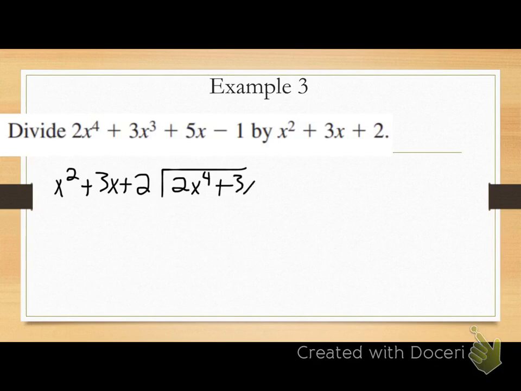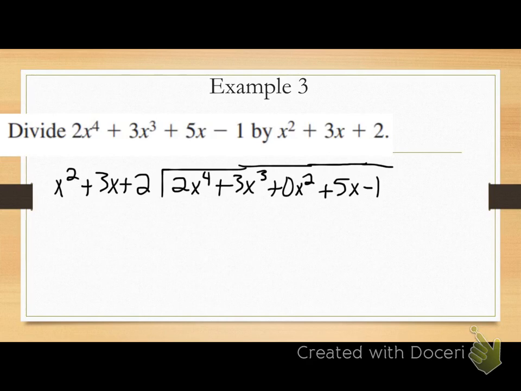plus 3x to the 3rd plus what? 0x squared. Got to use that 0 as a placeholder for my x squared term. Plus 5x minus 1. Everyone okay with that? Use a placeholder of 0 if you don't have that term.